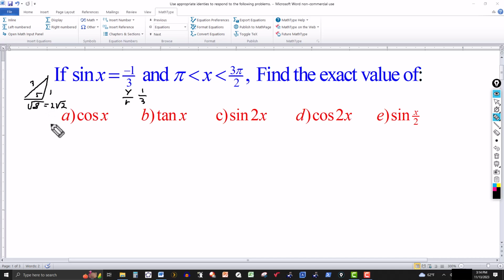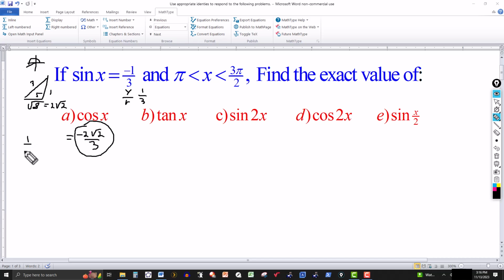So with this information, assuming this is the reference angle of that particular angle, and again, this is going to be lying in quadrant 3, then the cosine would be the adjacent over the hypotenuse, so this would be 2 square root of 2 over 3. And in quadrant 3, the cosine of the angle would be negative. So cosine of x for that particular angle would be negative 2 times the square root of 2 over 3.